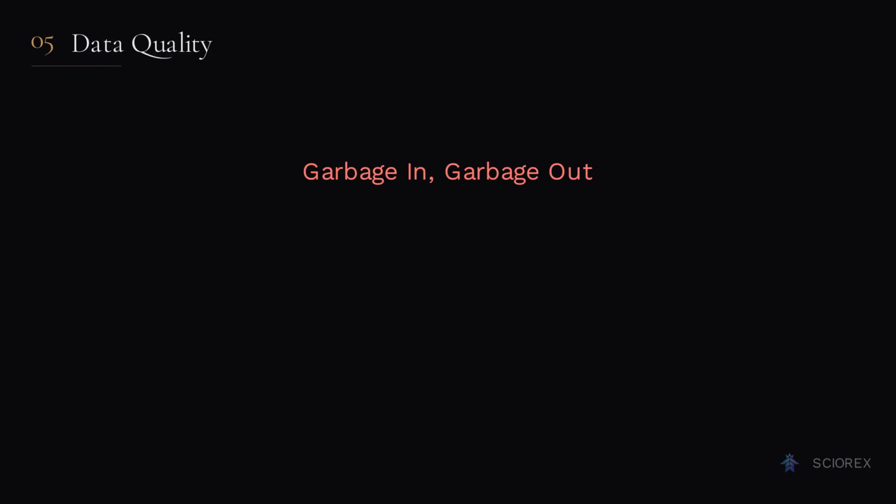Before we talk about what can go wrong with evaluation, let's talk about what can go wrong with the data itself. Because there is a principle that overrides everything else in machine learning: garbage in, garbage out. No model, no optimizer, no architecture can rescue you from bad data. If your inputs are noisy, mislabeled, or biased, the model will learn noise, mislabels, and bias.